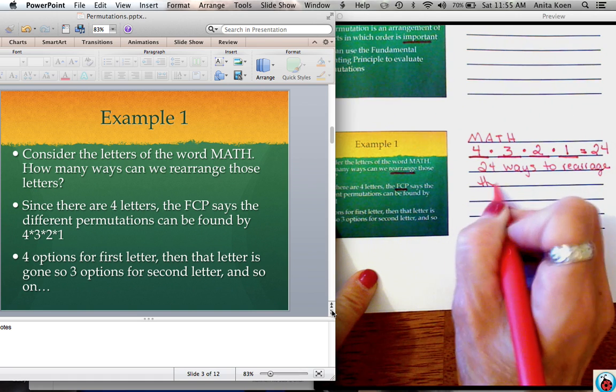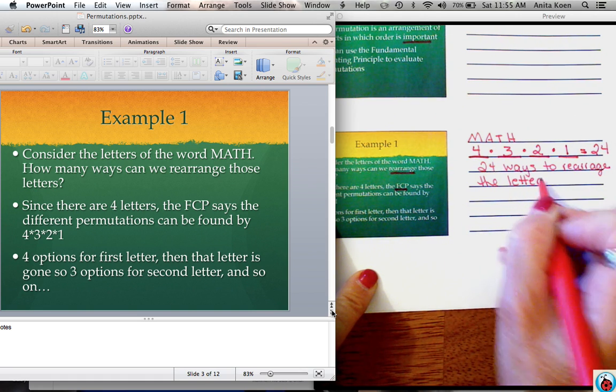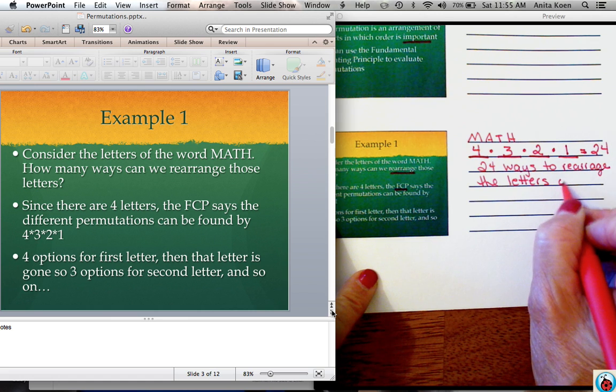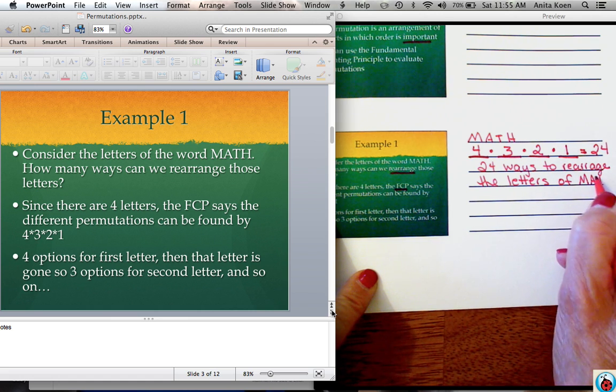The letters of the word math. That's what we're going to say. There are 24 ways to rearrange the letters of the word M-A-T-H.